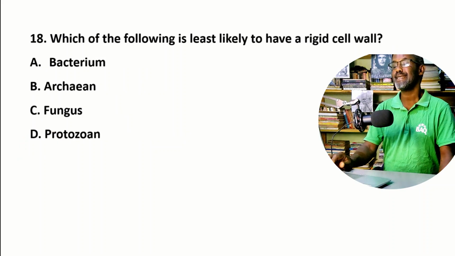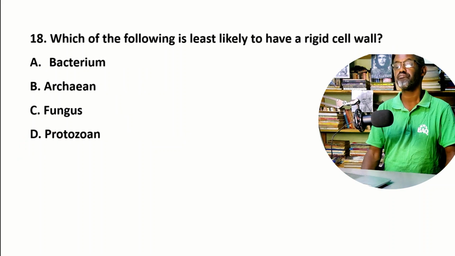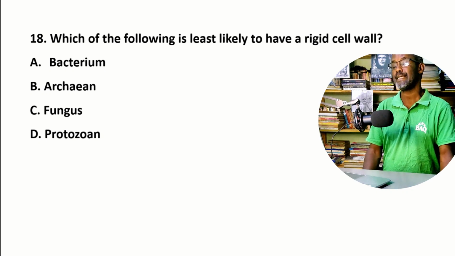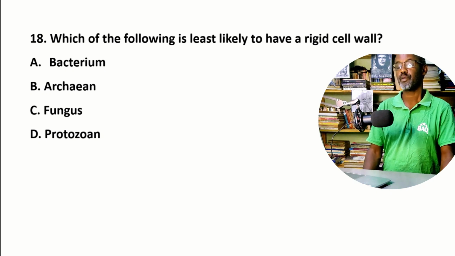Which of the following is least likely to have a rigid cell wall? Bacterium, archaean, fungus, protozoa. Remember, least likely to have a rigid cell wall. The answer is D, protozoa. All the others do have a rigid cell wall.